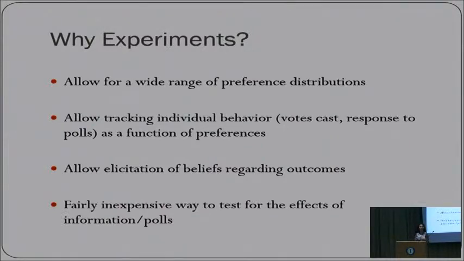Now, I'm going to report to you a bunch of experimental results. So there's an important question of why we should even care about experiments. There are the standard reasons, which is the lab allows us to control for preference distributions, and it allows us to track behavior in a very detailed manner in response to the preferences that we impose. It also, in this particular context, allows us to elicit the beliefs regarding outcomes, which is very hard to get from field data. And in addition, it's a cheap way to test for the effects of different institutions. So for example, if you're contemplating ruling out polls, this would be a cheap way to try it out and see the effects.